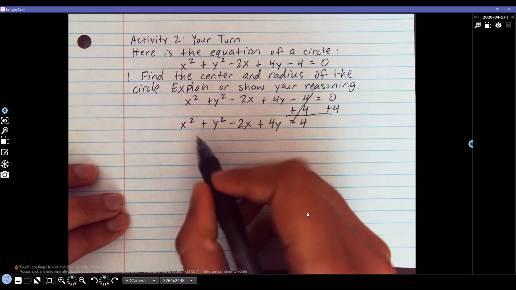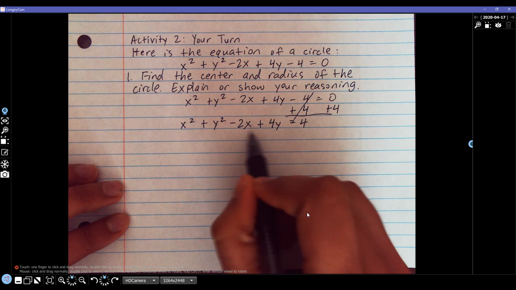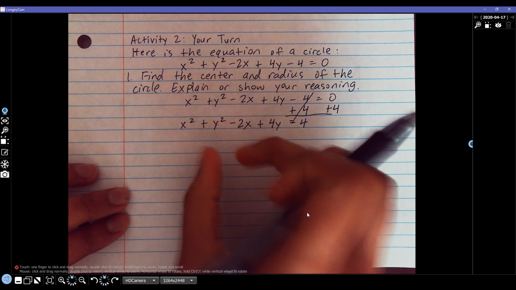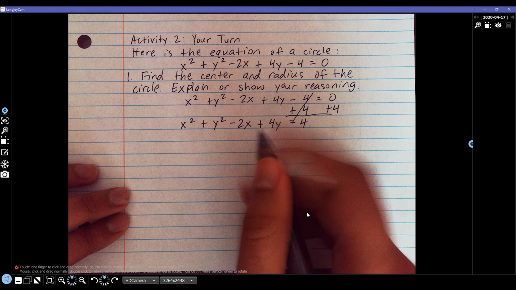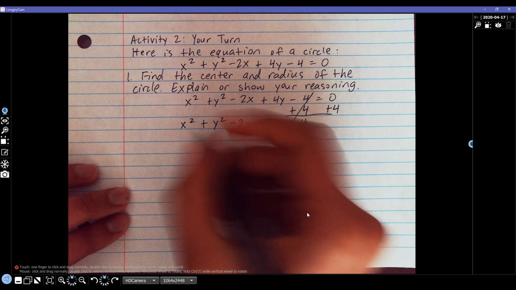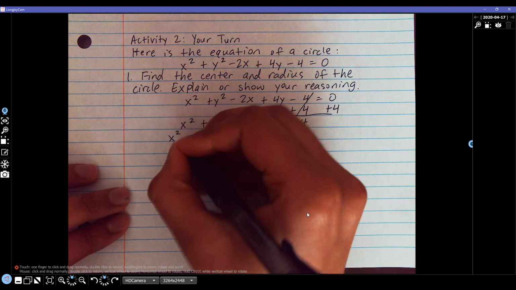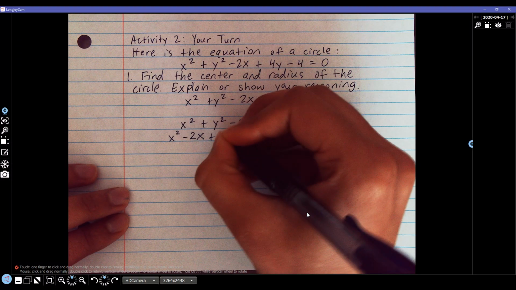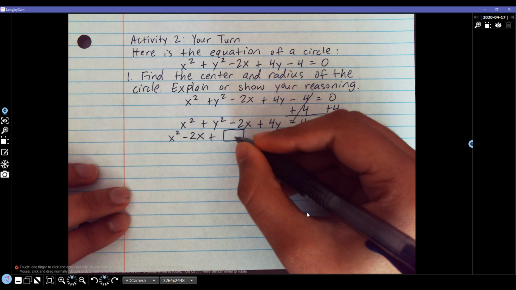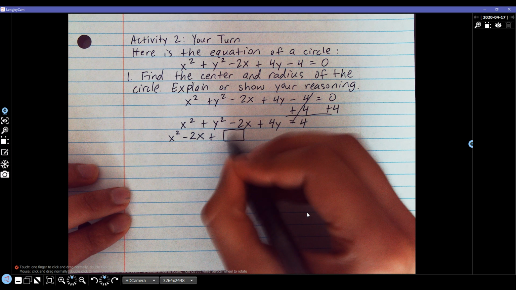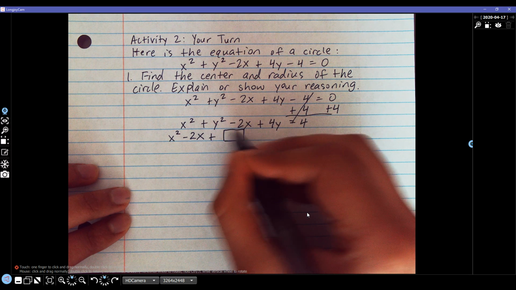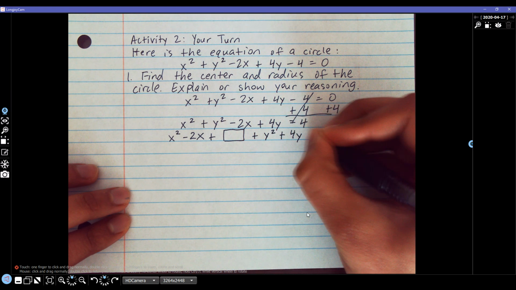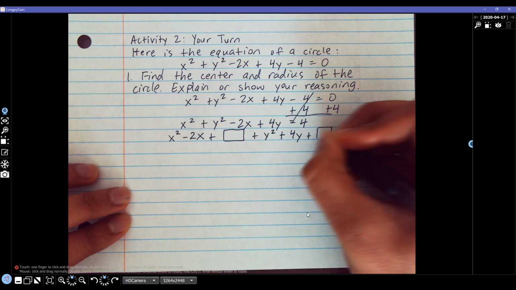The next thing I want to think about is how I can rearrange these terms so that it's easy for me to identify what is going to complete the square. This basically means putting my terms with x together and then putting my terms with y together. To help with understanding this visually, I'm going to put a blank box in here to show that we need to find some number to complete the square.